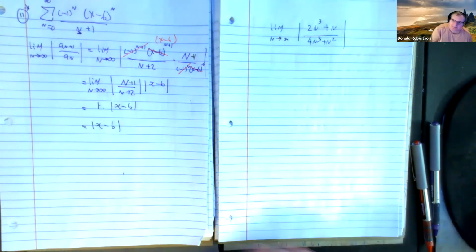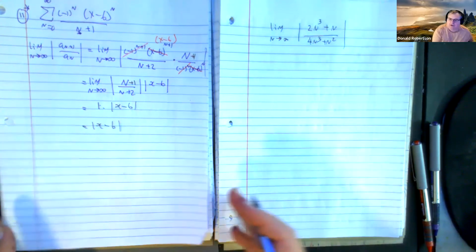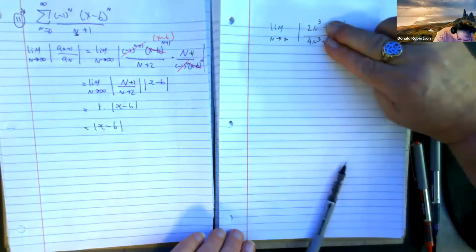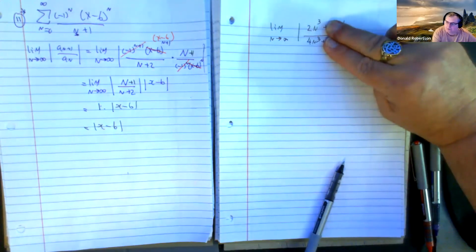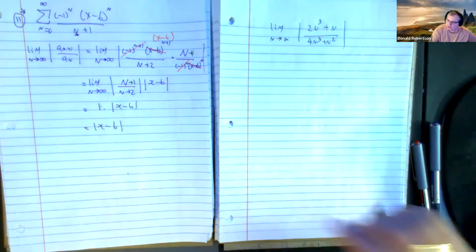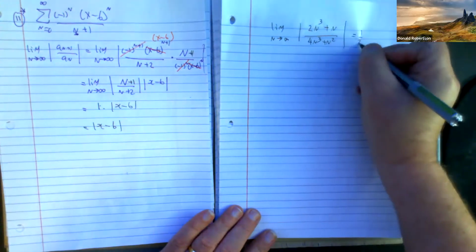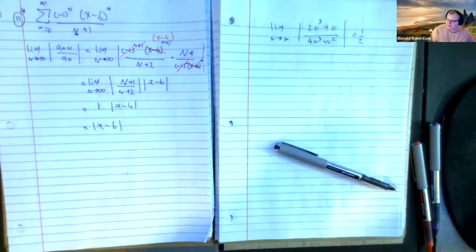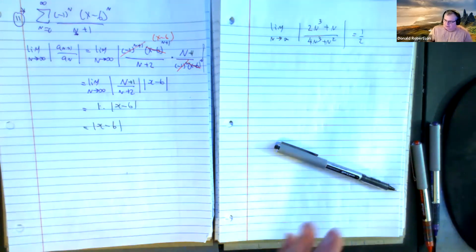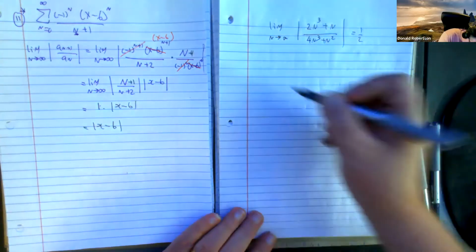Imagine you had that guy. What's the limit going to be? Well, if you cover up everybody, can you see it's 2 over 4, it's a half. That's how quick it should be. Now, I know the answer. To prove it, just do L'Hopital a couple of times or divide the top by n cubed. Once you know the answer, the proving part's straightforward.